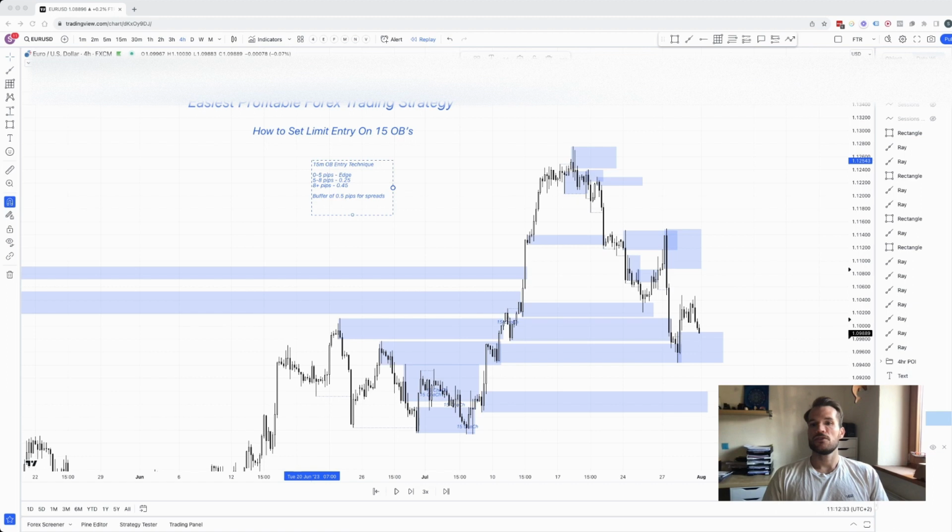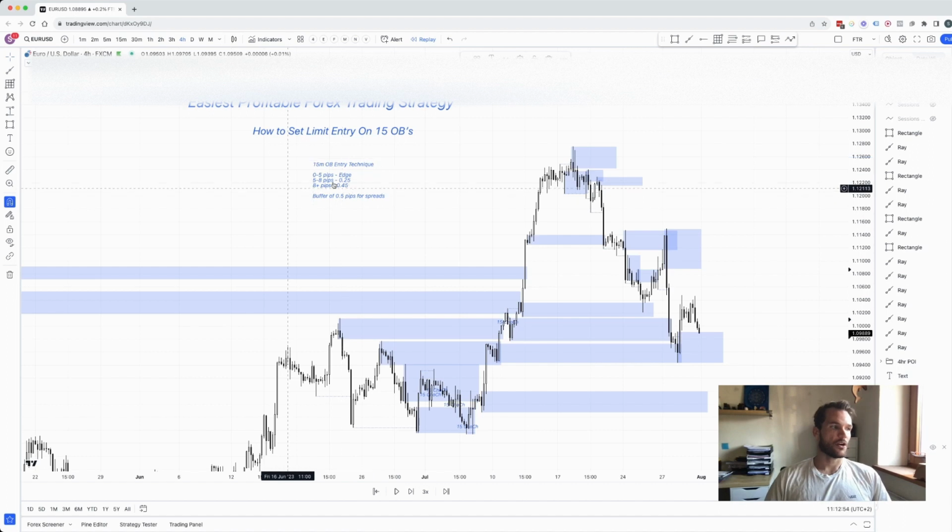You don't have to use these rules, but to get the results I got, 200% across 2 pairs in the last 8 months, you might want to use them. Pretty good. So I'm going to explain that to you now. It's quite simple. Okay, so my 15-minute OB technique. It depends on the size of the 15-minute.